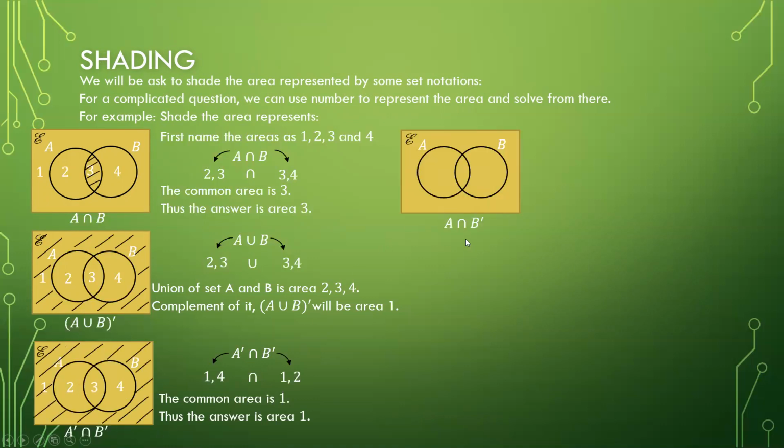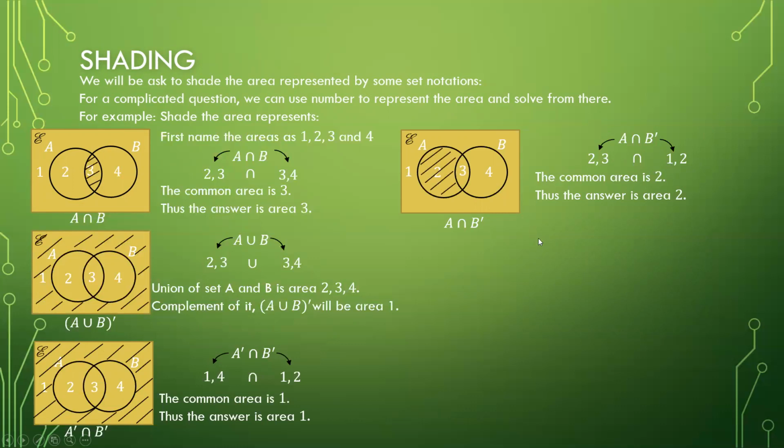Another question is this one: A intersect with B complement. So we name the area again, and then find out what is the area for A, what is the area for B complement. Then find out the common area, which is 2 in this case. So we only share the area 2.